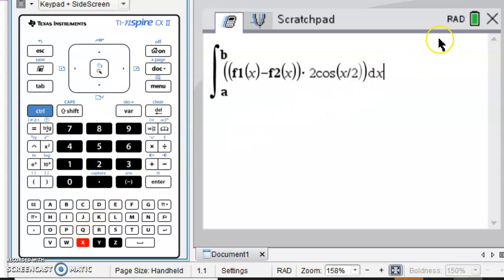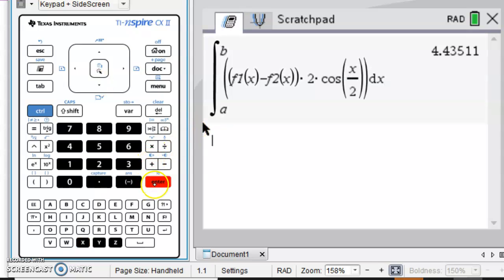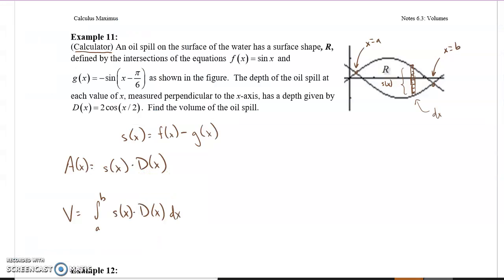Before I hit enter, I always like to double check this, make sure you're in radians mode. Always radians mode with calculus, otherwise things get funky. And that will give us our answer of 4.43511.